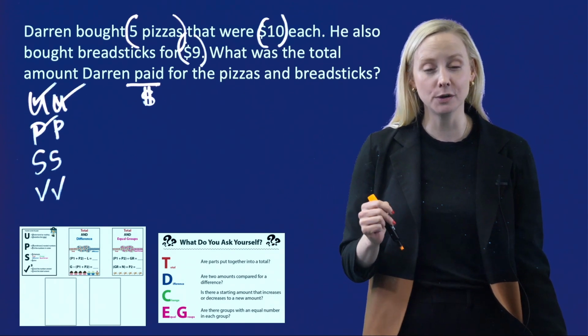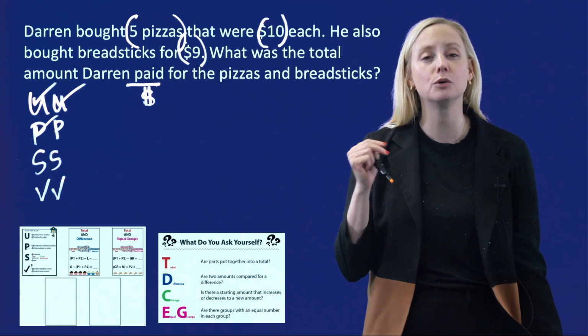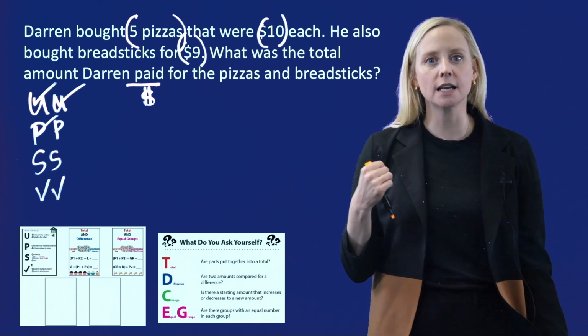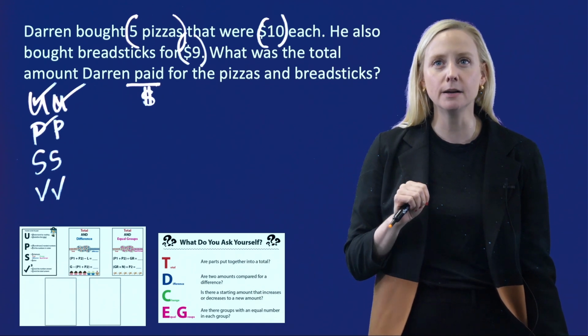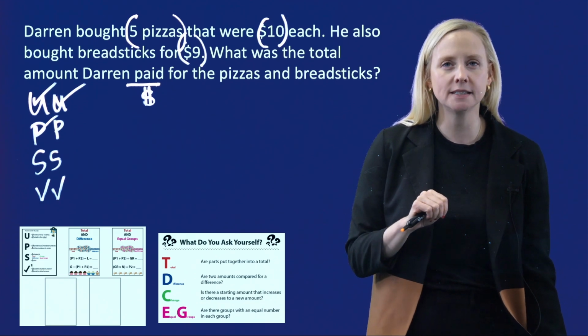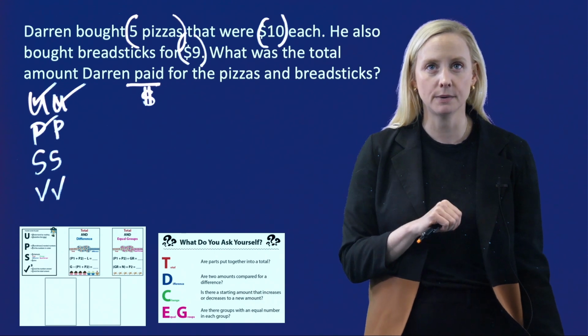and put a 1 above those numbers. And then we have to think about what's happening second in the problem and put a 2 above those numbers. So let's read our problem again so we can really think about what's happening. It says Darren bought 5 pizzas that were $10 each. He also bought breadsticks for $9. What was the total amount Darren paid for the pizza and breadsticks?